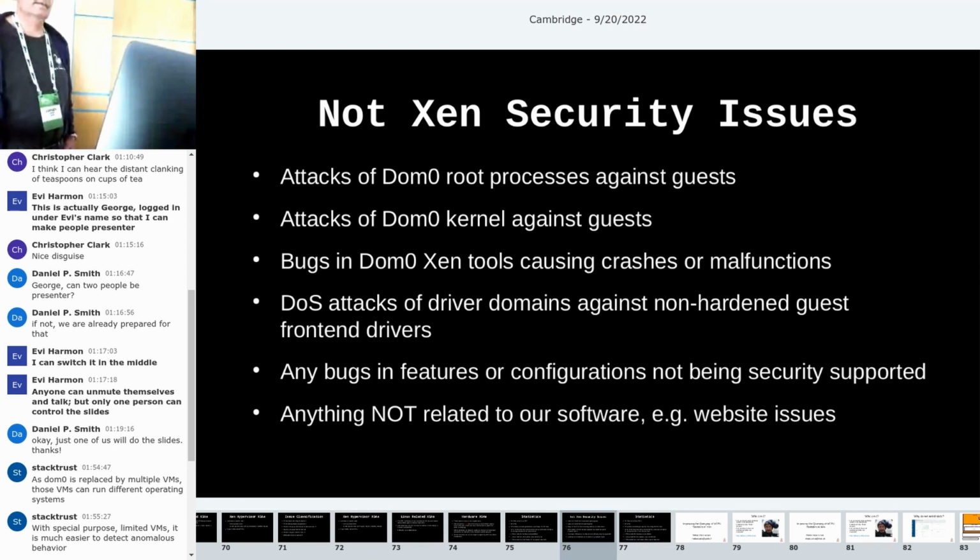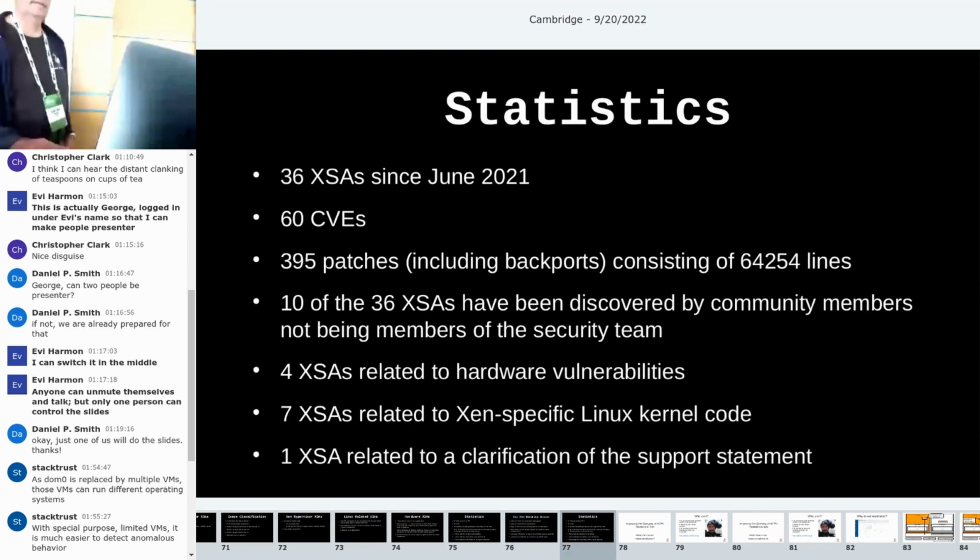26 XSAs from the security team itself. Yeah. So were they mostly a reaction to some event, or are you chasing security issues actively? Chasing actively is a little bit exaggerated, I would say. We stumble upon them.